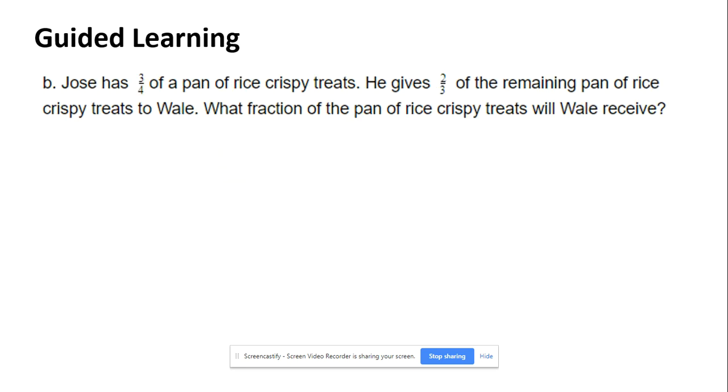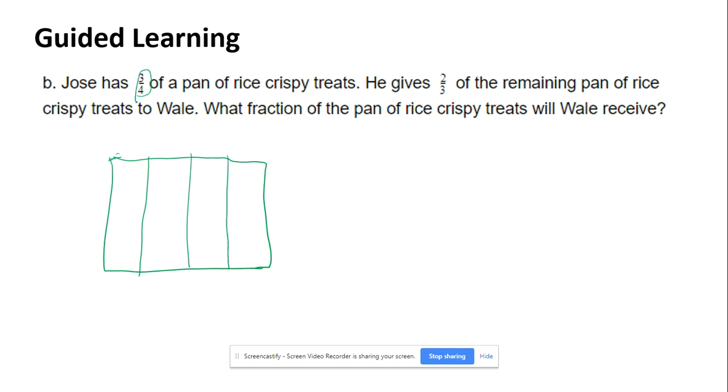Let's try the next one. Jose has 3/4 of a pan of Rice Krispie treats. He gives 2/3 of the remaining pan of Rice Krispie treats to Whale. What fraction of the pan of Rice Krispie treats will Whale receive? All right, so Jose is starting with 3/4 of a pan of Rice Krispie treats. So we're going to break this into 4 parts because the denominator is 4. And we're going to shade 3 of them because the 3 is in the numerator.